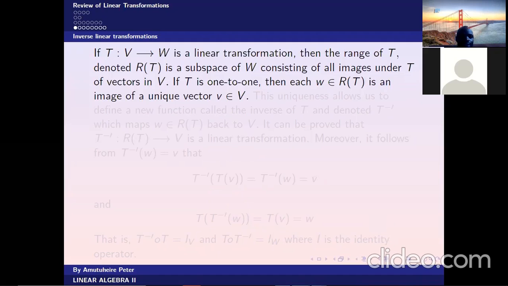And we have 1, 2, 3, 4, 5, 6, 7 slides to end.